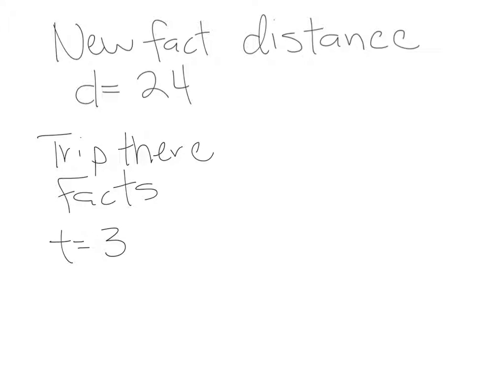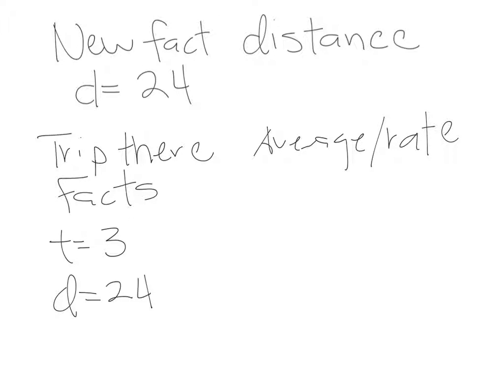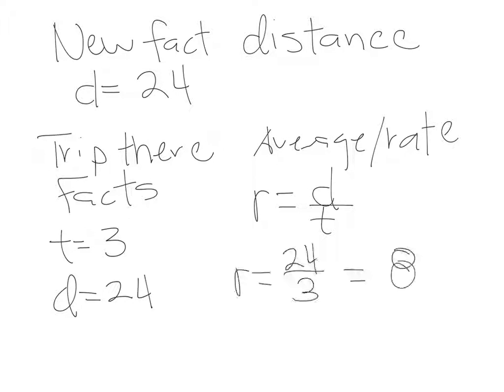So let's review. For the trip there, the only fact they gave us was the time was 3 hours, but now from the previous problem we know the distance is 24, and they want us to find what the average or rate was for the trip there. The formula for the rate is distance divided by time. So now I'm going to plug and chug. 24 divided by 3 is 8, so the answer is 8, and since rate is distance over time, we get kilometers per hour.